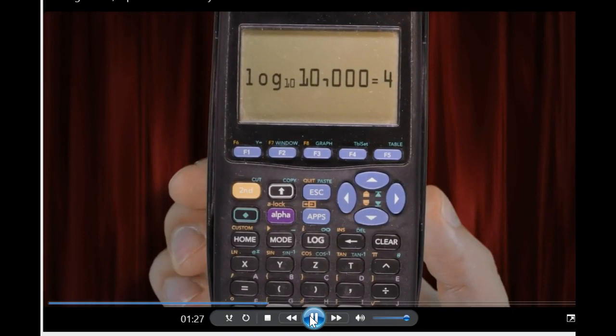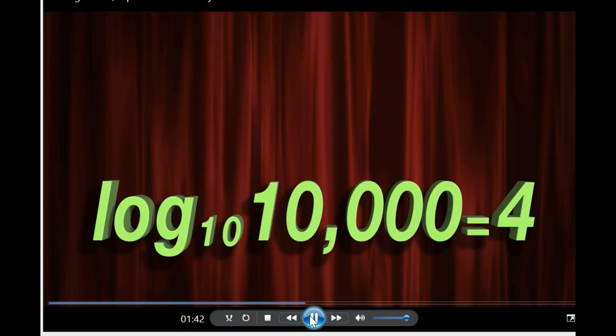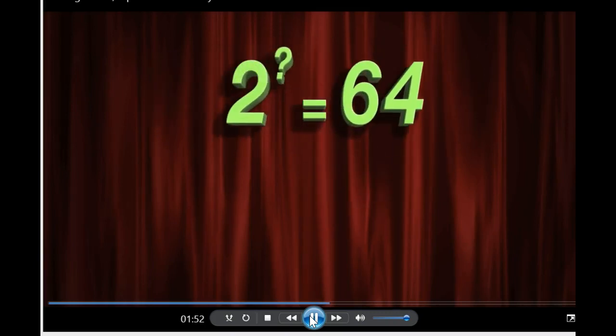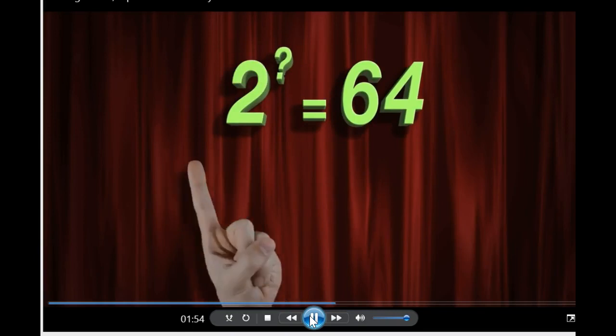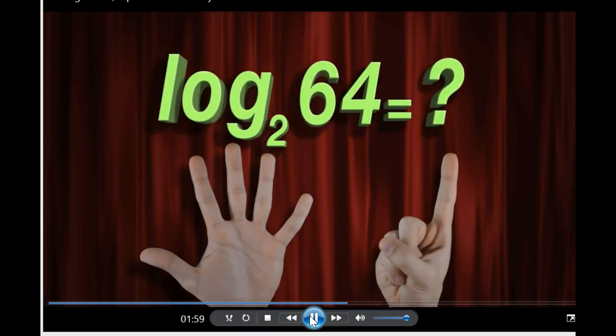Log base 10 is used so frequently in the sciences that it has the honor of having its own button on most calculators. If the calculator will figure out logs for me, why study them? Just a quick reminder, the log button only computes logarithms of base 10. What if you want to go into computer science and need to understand base 2? So what is log base 2 of 64? In other words, 2 raised to what power is 64? Well, use your fingers. 2, 4, 8, 16, 32, 64. So log base 2 of 64 must equal 6.